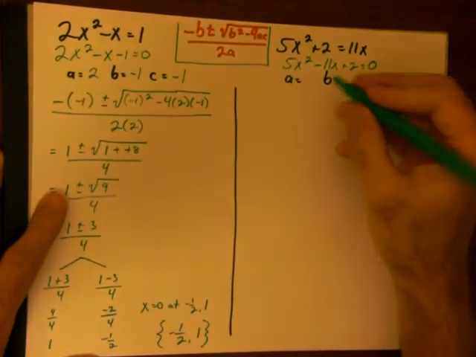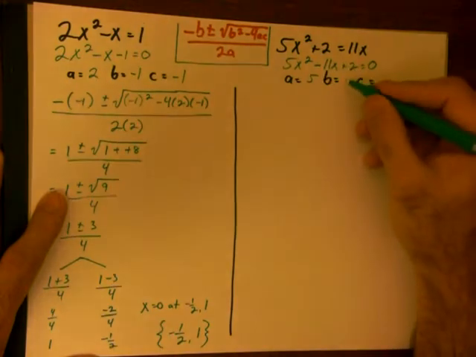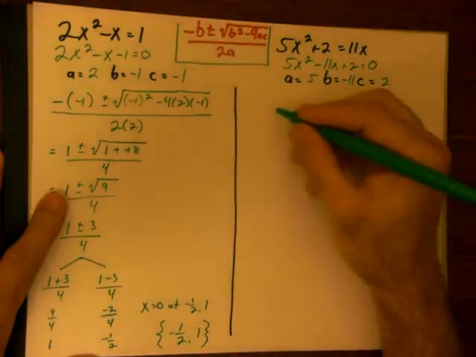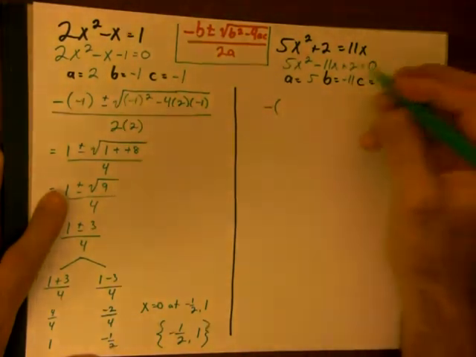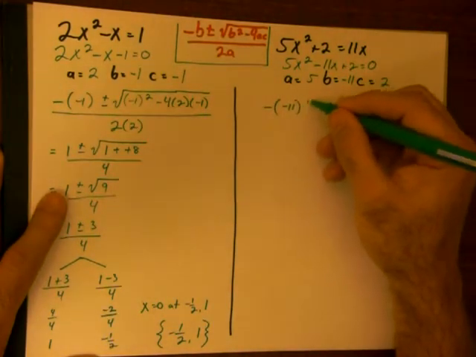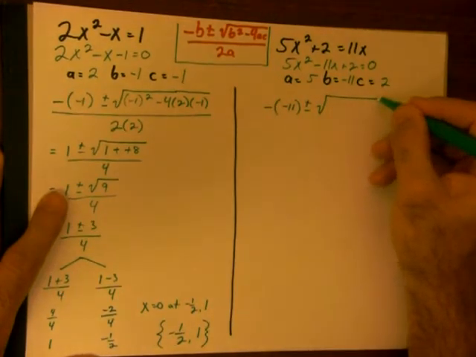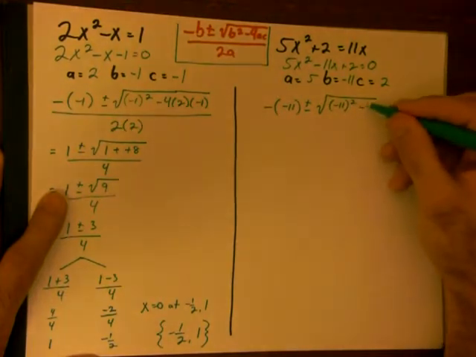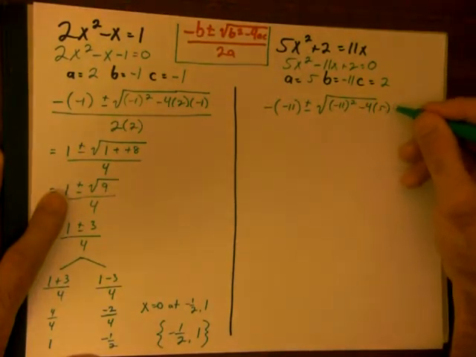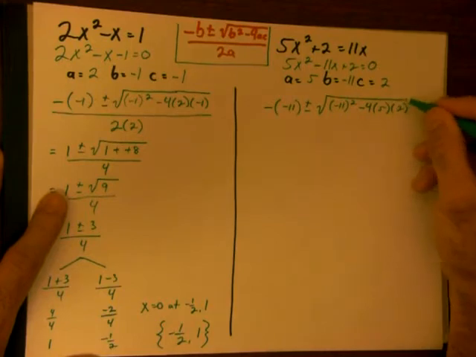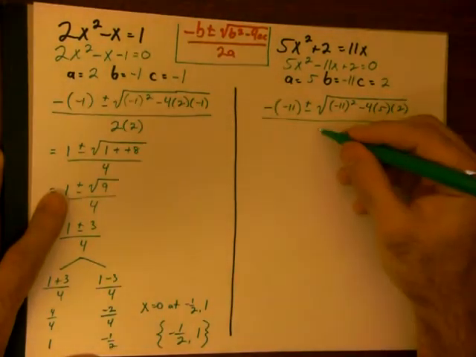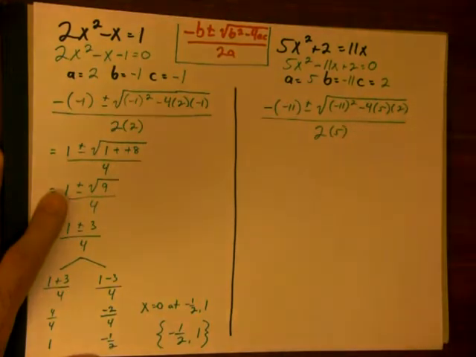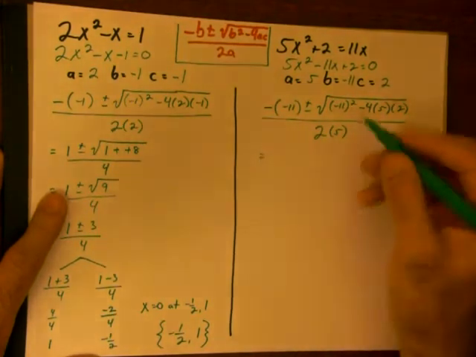Identify the a, b, and c. We got a 5, we got a negative 11, and we got a 2. Plug that in. You got negative b, which is negative 11, plus or minus the square root of b squared, negative 11 squared, minus 4 times a, which is 5, times c, which is 2, all over 2 times a, which is 5. Okay, there's our equation. Let's simplify.